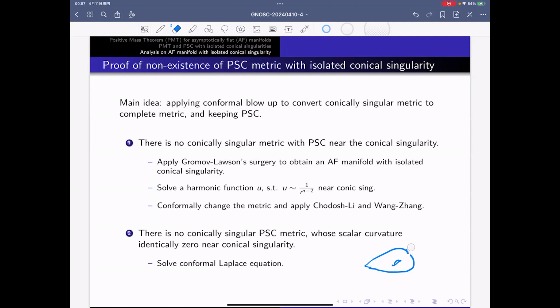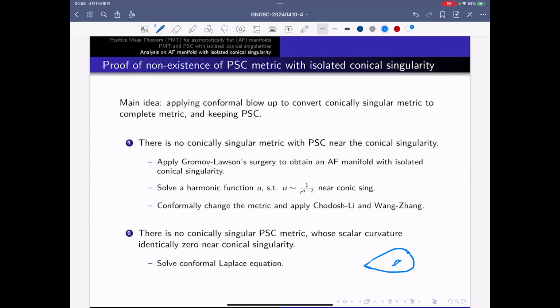So in this case, the good thing is that now we can solve the conformal Laplace equation to get a function, so that we can conformally blow up the conic singularity with that function. And in this case, we solve this conformal Laplace equation. The assumption that the scalar curvature is identically zero near the conic singularity is actually very important for us.